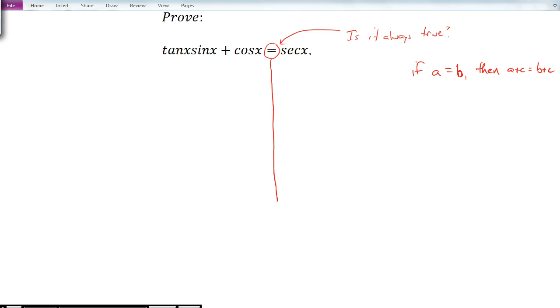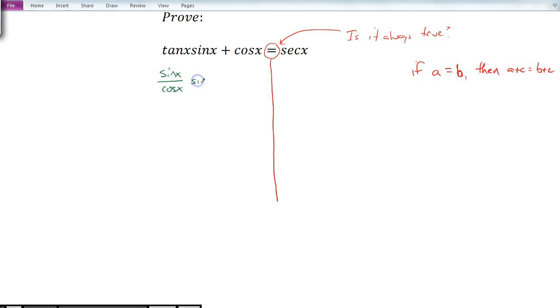You can re-express those, simplify those, with the hopes of maybe creating equivalent statements. And if you can make equivalent statements, then you've proven the equal sign is true. So let's try that. One thing I always advise my pre-calc students when working with these is the first thing to do is to re-express everything in terms of sine and cosine. So tangent of x is equal to sine x over cosine x.